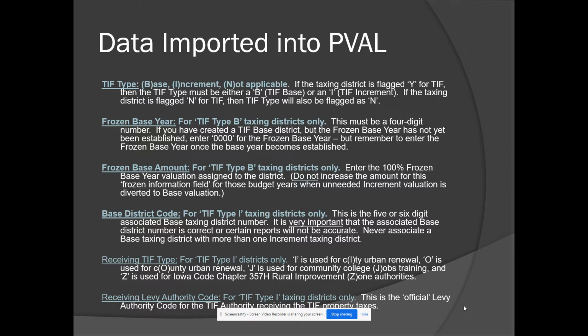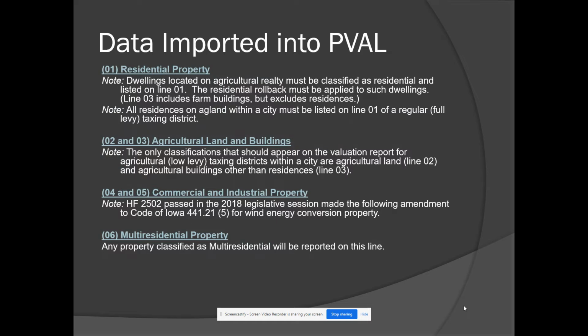Receiving TIF type, I is used for city urban renewal, O is used for county urban renewal, J for community college jobs training, and Z is used for the rural improvement zone authority, so those private lake districts. Receiving levy authority code, so this is the official levy authority code for the TIF authority that actually is going to receive the TIF property taxes.